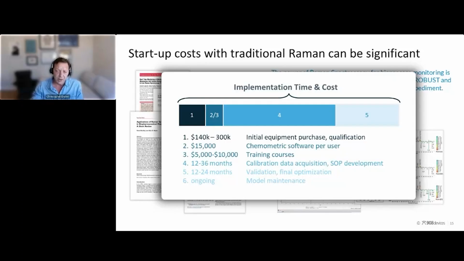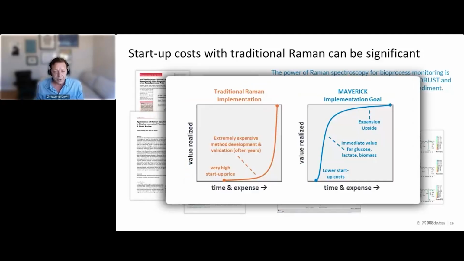And so when we were developing Maverick, we were very focused on trying to shorten that time cycle. One way to look at it is this: with a traditional Raman, you're buying a spectrometer, so you're buying a data collector, and the remainder of the solution is really on the burden of the customer. The startup price is often pretty high, so some of these platforms are quite expensive. So in terms of time and expense, you're already starting with a fairly high sticker price.